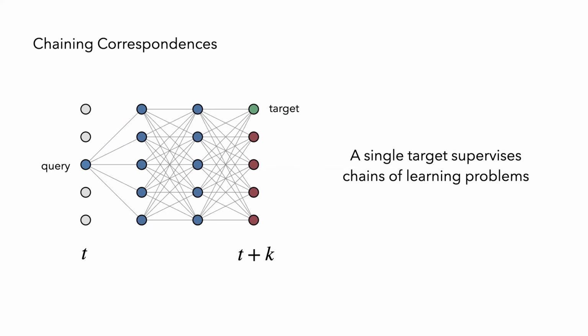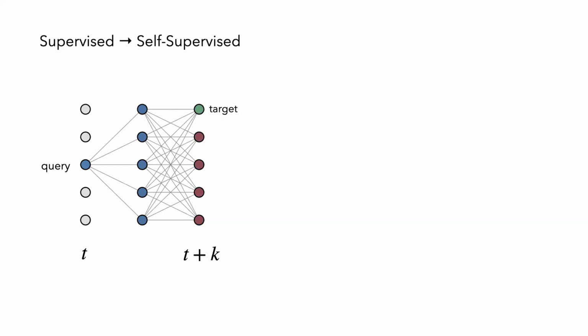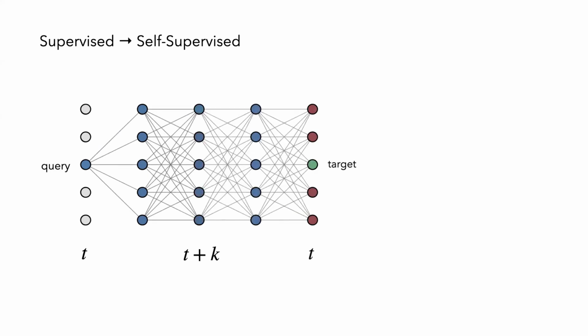But of course, we still need to come up with this target. As we alluded to, we can turn our supervised learning problem into a self-supervised learning problem simply by turning our training sequences into palindromes at training time only. And so this allows us to actually supervise all these contrastive learning problems in our graph without any sort of human labels whatsoever.